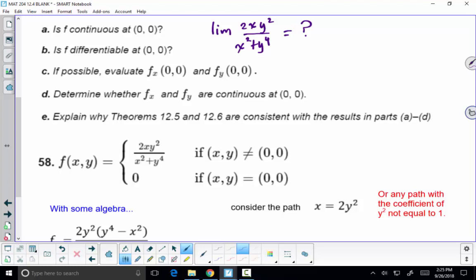But could we use polar? We could definitely use polar. That would be a way. Polar is definitely going to work. But we're going to first try it along paths here.